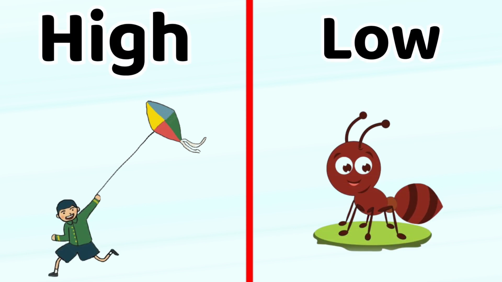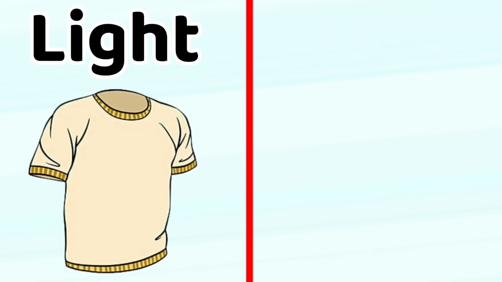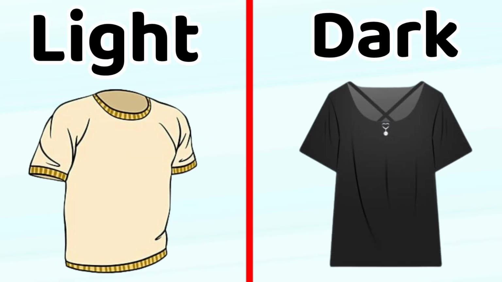High, low. Children, this kite flies high in the sky. This ant walks low on the ground. High, low. Light, dark. Children, this t-shirt is light colored. This t-shirt is dark colored. Light, dark.